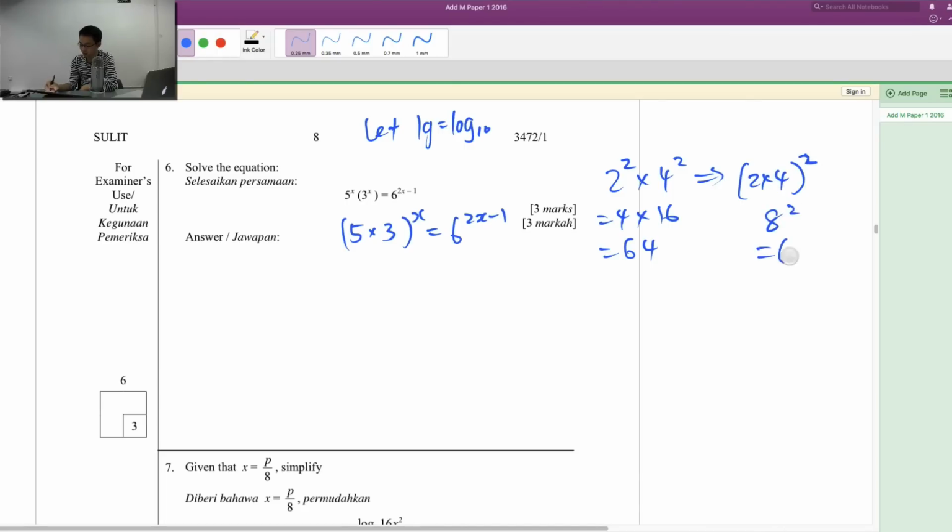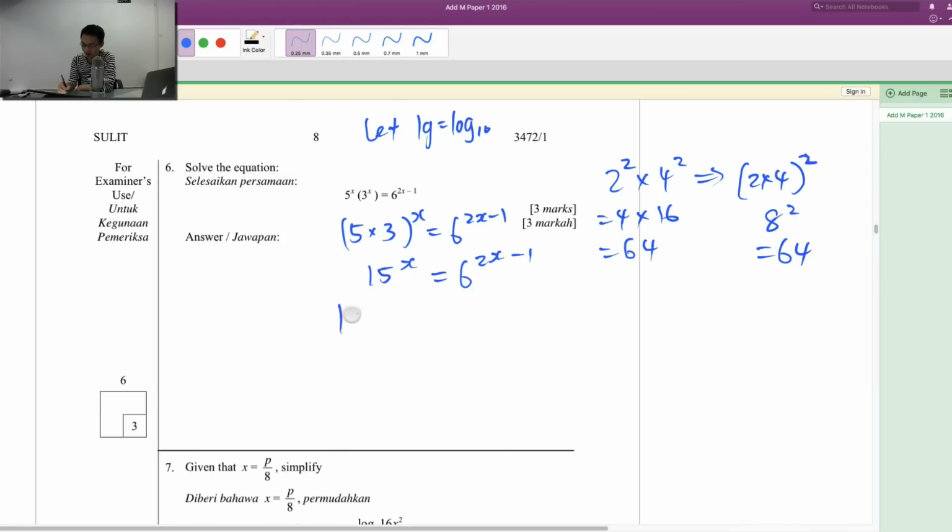8 squared is still 64. So that means whenever they have the same power, you can just factorize. If it's 2 power of a multiply 4 power of a, you can just factorize out the a and then multiply the numbers. Okay, you get 8 power of a. This is just a basic rule of indices, but I worry some of you cannot understand, so I just explained a little bit. So this is 15 power of x equals to 6, 2x minus 1.